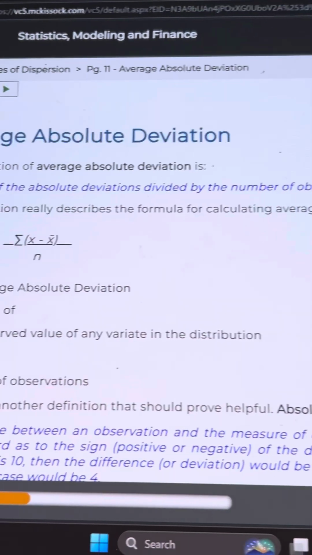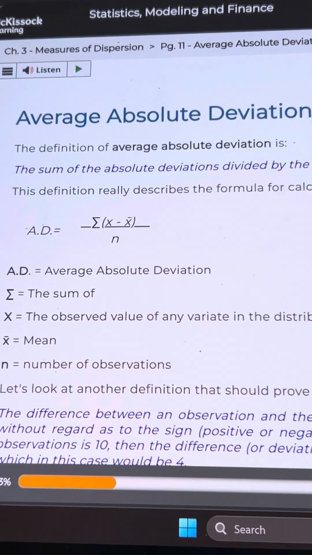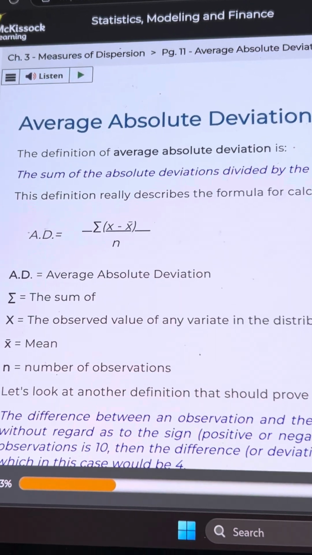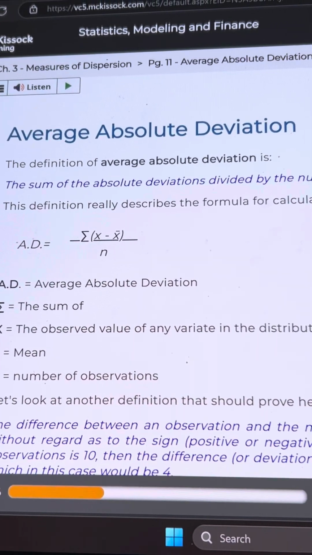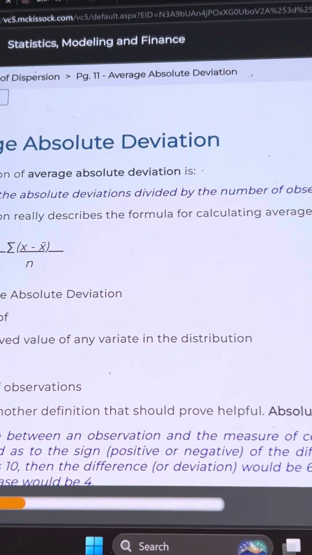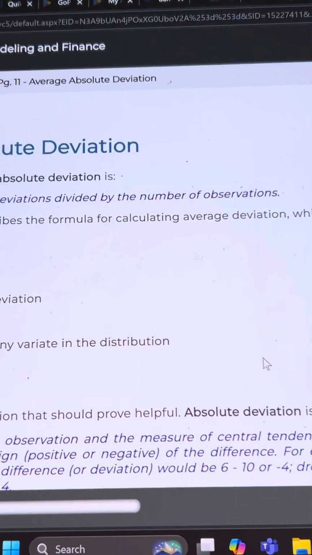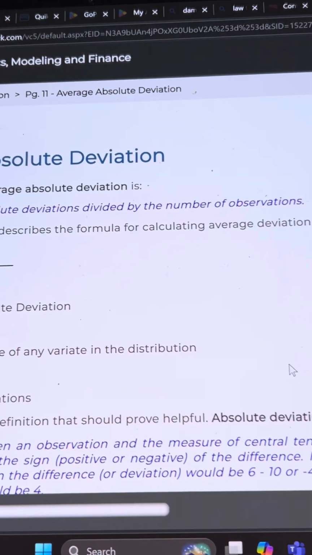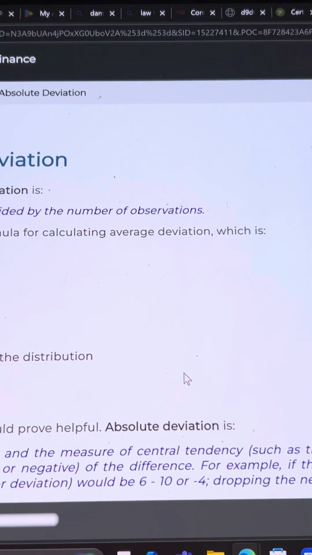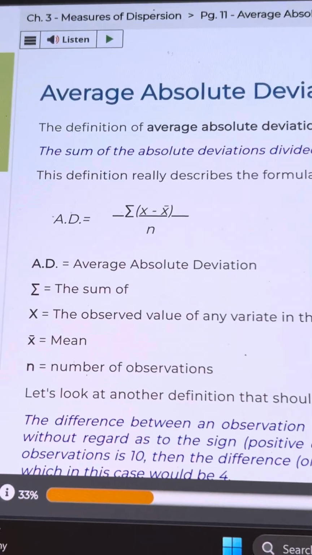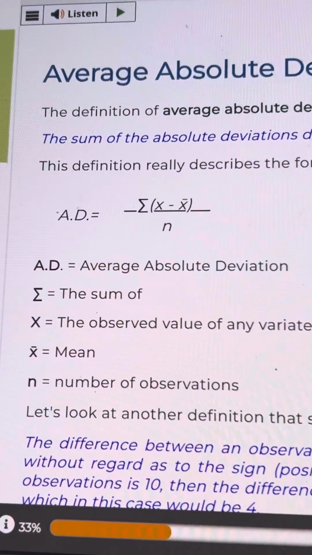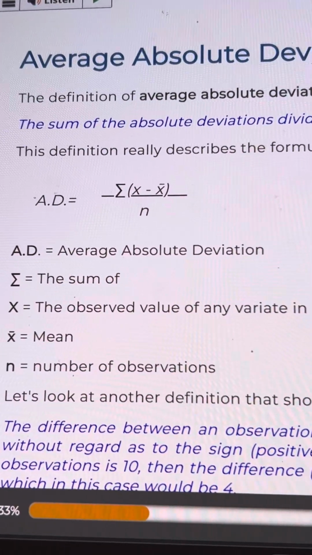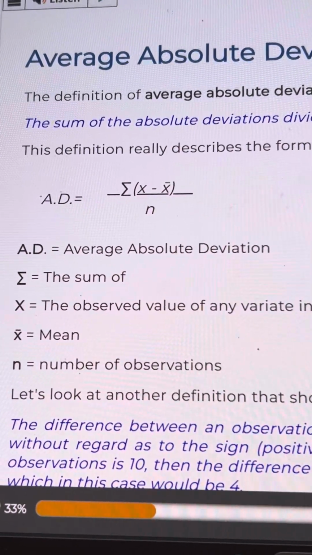Average absolute deviation. The definition of average absolute deviation is the sum of the absolute deviations divided by the number of observations. This definition really describes the formula for calculating average deviation, which is the A.D., which stands for average absolute deviation.